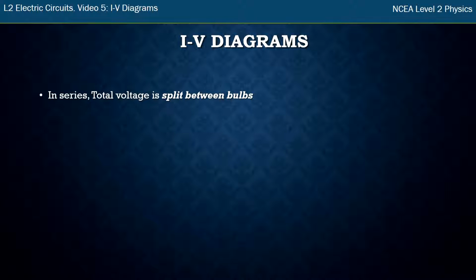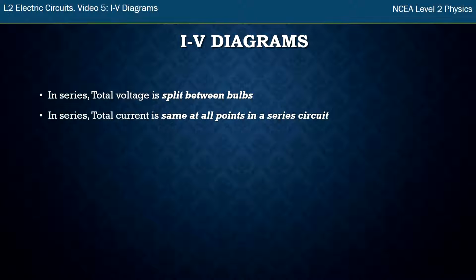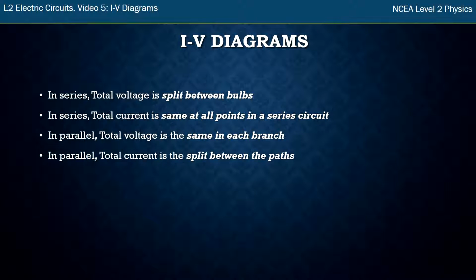In a series circuit, the total voltage is split between the bulbs, but the total current is the same at all points. In a parallel circuit, the total voltage is the same in each branch, and the opposite: in a parallel circuit, the total current is split between the paths. So if you can remember those and work with these, you're going to do really well.